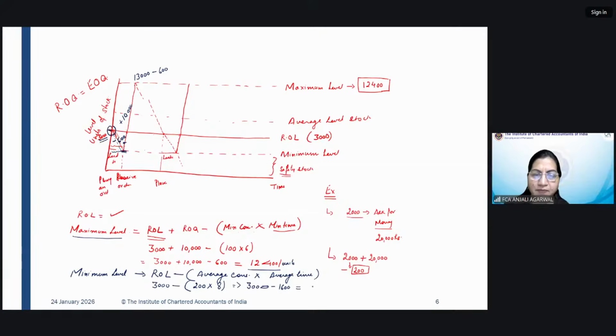So, what is your minimum level? 1400 units. This is your minimum level, right? So the formula for minimum level is reorder level minus average consumption into average time. ROQ is the same thing that we found yesterday using the EOQ formula. So whatever is your economic order quantity, that becomes your reorder quantity.